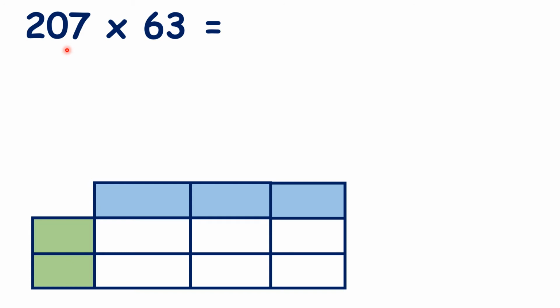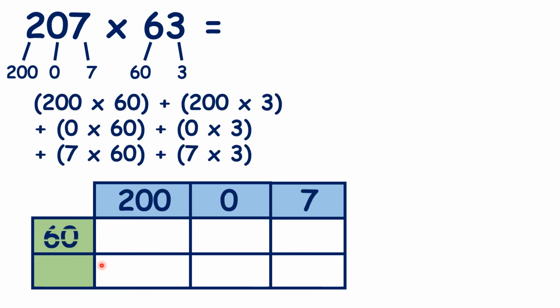Now pause the video and see if you can answer 207 times 63. We can partition the numbers, then write the numbers onto our grid. Now we didn't really need this 0 column because anything times 0 will be 0. So though 207 is a 3-digit number, we didn't really need 3 columns, though I still like to include 3 columns so that I can be sure that I haven't missed anything out.